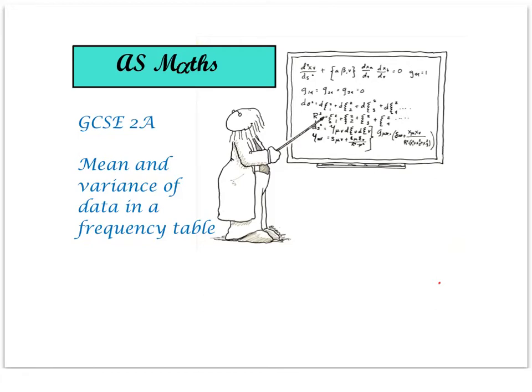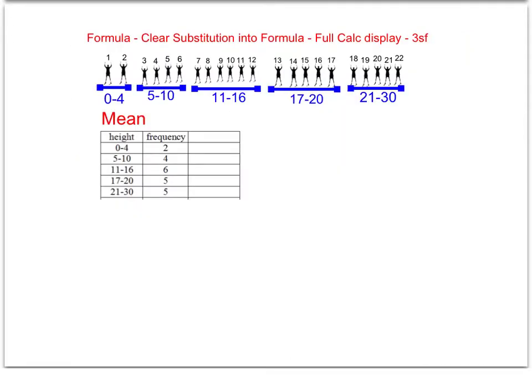We're now going to look at how to find the mean and variance. So hopefully you've already watched video 1A on mean and variance of raw data, and now we're going to look at mean and variance of data that's been put into a frequency table, either a normal one or a grouped one. I'm using a grouped frequency table here because it's the harder version, and also it reduces to the simple version of just a normal frequency table that hasn't been grouped.